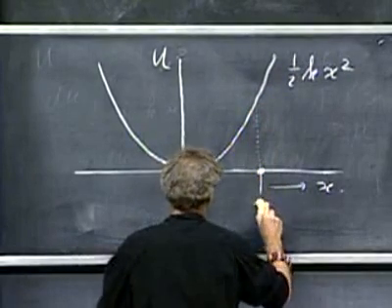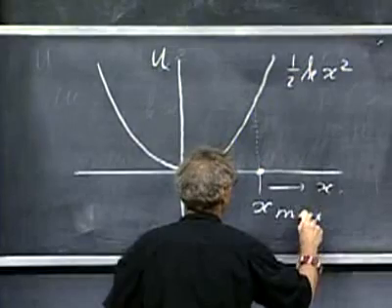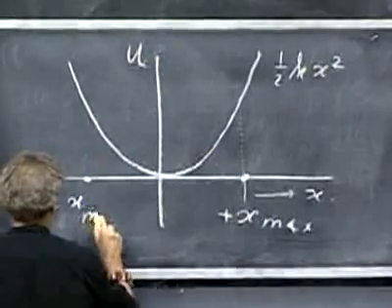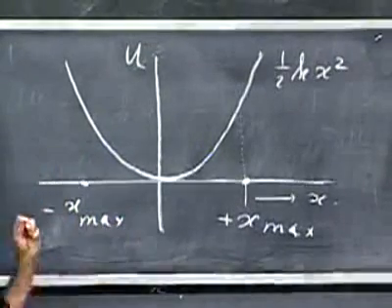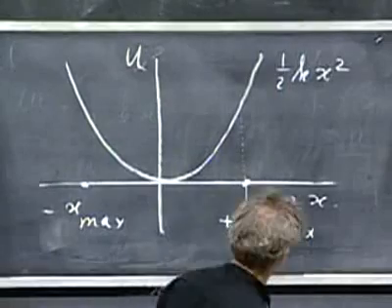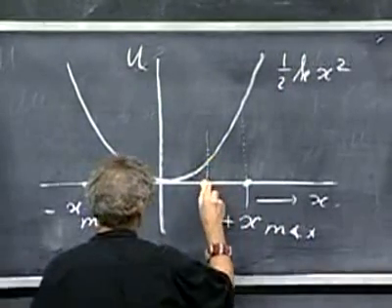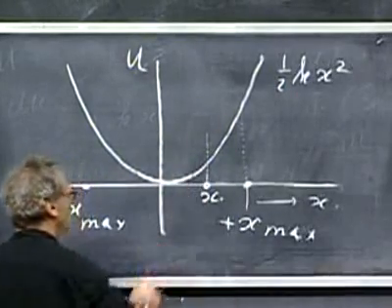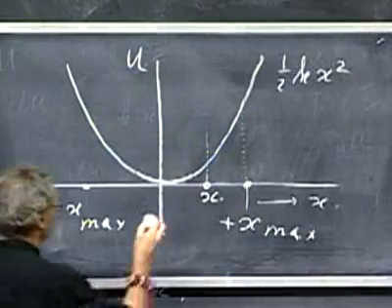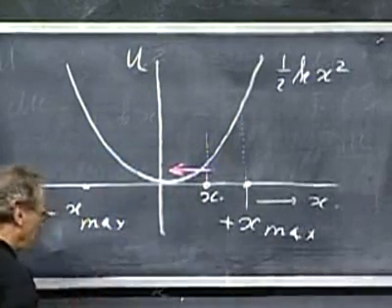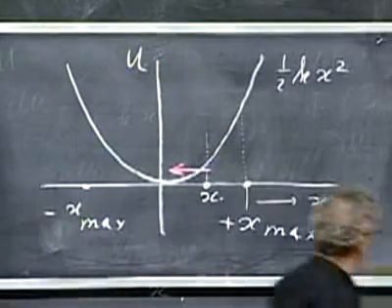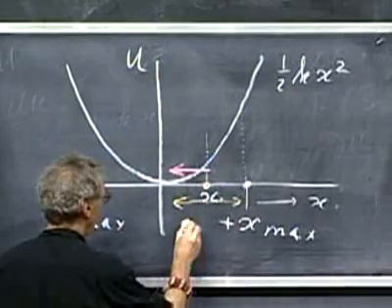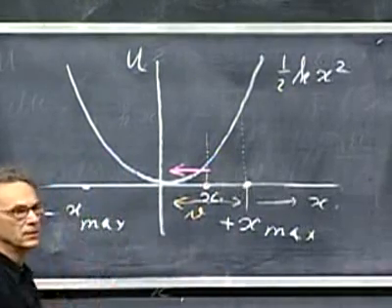Let the object be at a position x max here. It is going to oscillate between plus x max and minus x max. When it is at a random position x, there is a force on it, and the force is always in the direction opposing the increasing potential energy, so the force is clearly in this direction. It's being driven back to equilibrium. When it is there, it will have a certain velocity. The velocity could either be in this direction or in that direction. It has a certain speed.